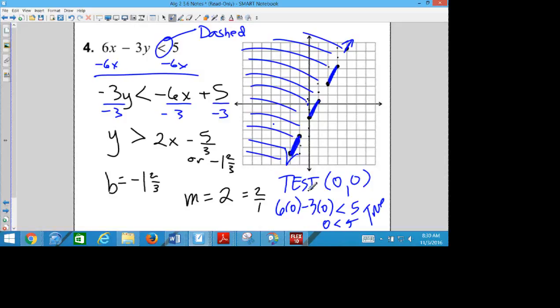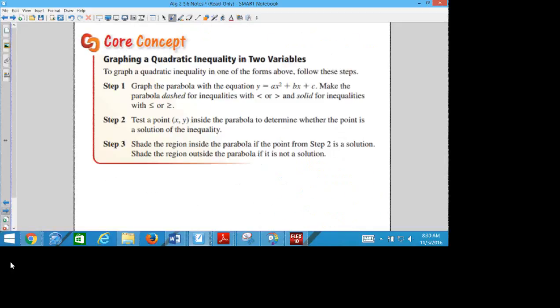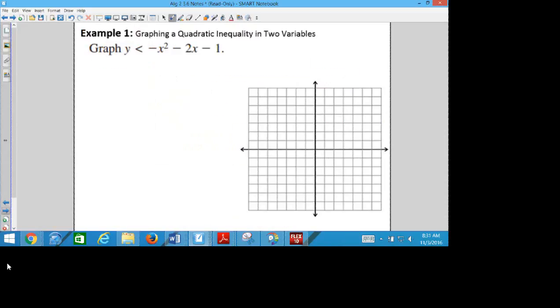All those things that are going to be on your test, we are reviewing within this lesson. So I am going to go through a lot of steps, but that's for your review, not necessarily what you have to do for every single question on your homework. And then you should have plenty of time to do your homework in class also. This core concept in your notes says everything that we just went through. Graph it, dash it if it's less than or greater than, solid if it's less than or equal to or greater than or equal to, test a point, and then shade. So if you forget what to do, it is in your notes.